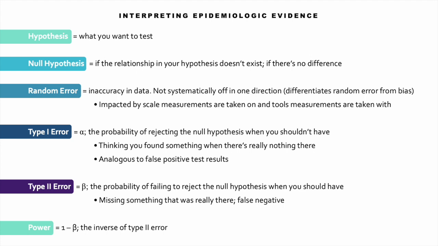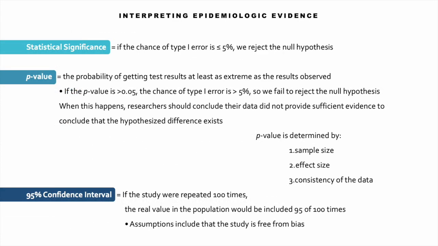You can also think of it as the likelihood a study will detect a deviation from the null hypothesis, given that one exists. A p-value is the probability that if the study were repeated, assuming the null hypothesis is true, the result would be at least as extreme as the result that you got.